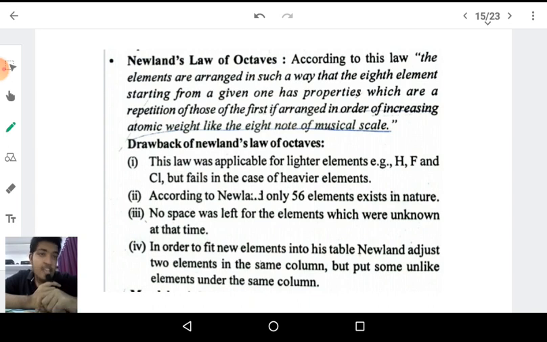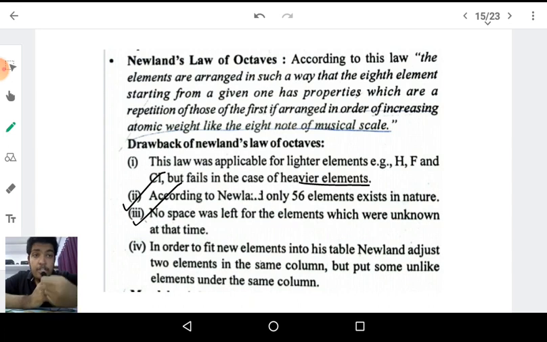However, this law was applicable only for lighter elements such as hydrogen, fluorine, chlorine, etc., and it failed in the case of heavier elements. So that was the first drawback associated with Newland's law of octaves. Second one is that according to Newland, only 56 elements exist in nature, and that is not correct. We have at present 118 elements, so that was also disproved. No space was left for the elements which were unknown at that time. So he suggested that only 56 elements were there and no more elements would be discovered in future. So that was again a mistake.